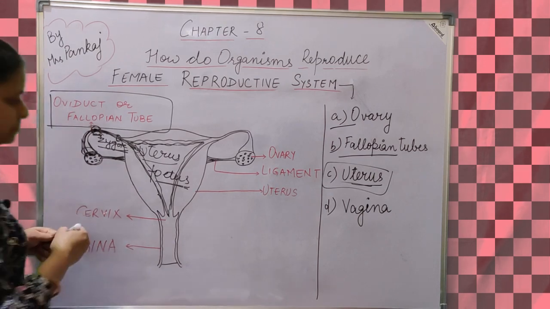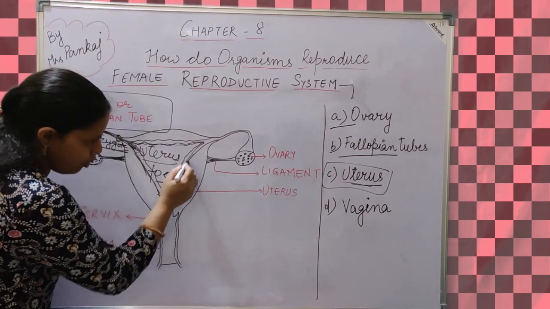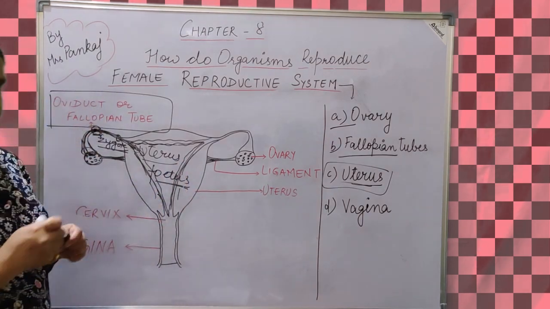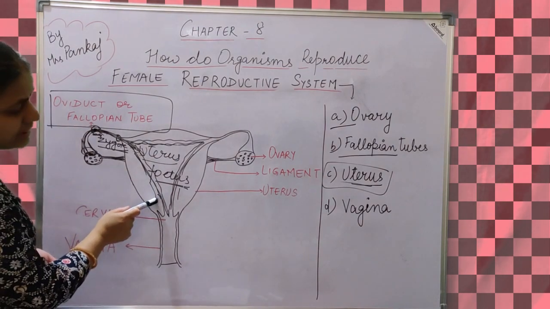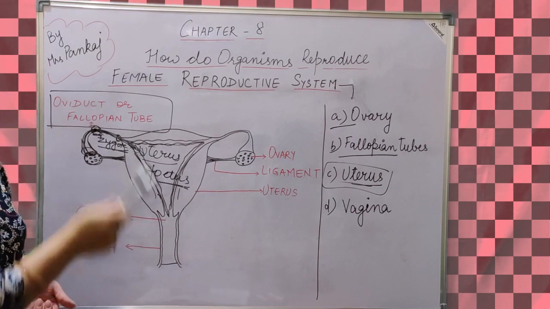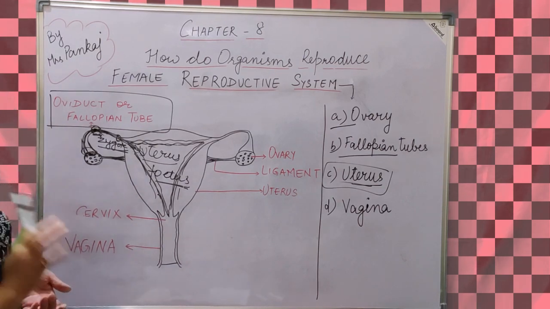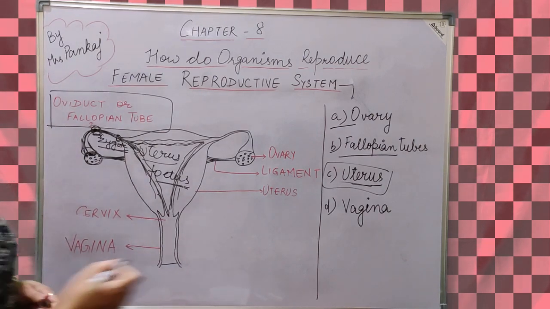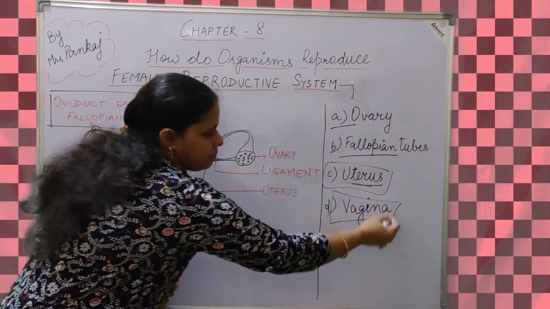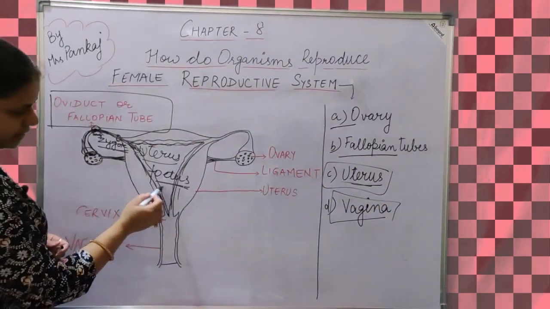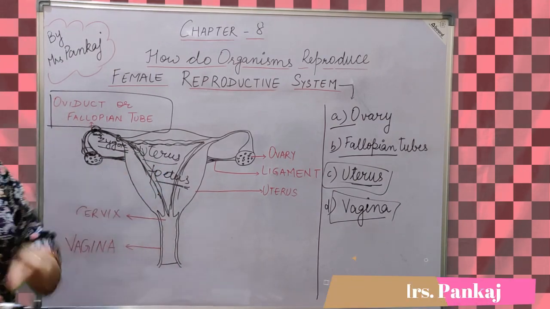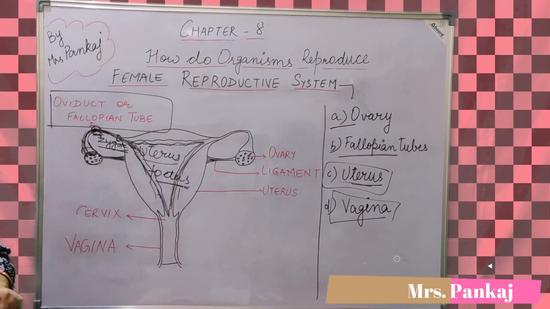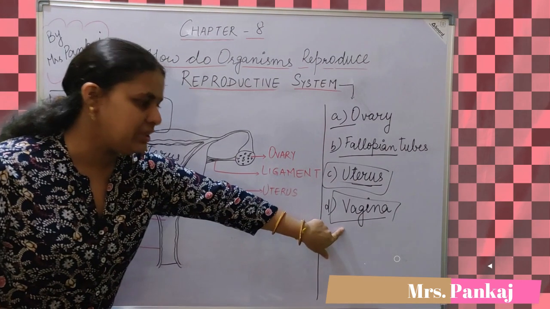At the time of birth, these uterine walls contract and relax and help in the delivery of the child. Fine. Now the last thing is vagina. One thing we are leaving over here is we have discussed the process if fertilization occurs, but if fertilization does not occur, then what happens? I'll discuss it later. First of all, complete with the vagina.